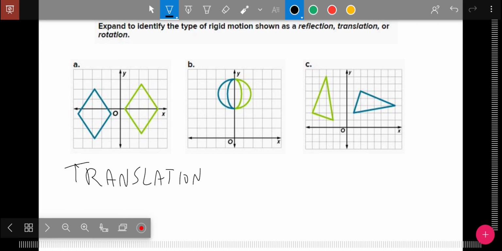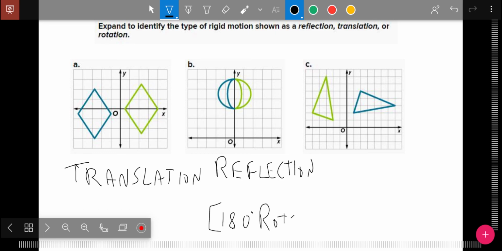Now for B, I think it's best described as a reflection from the blue to the green. But it doesn't really fit our definition of a 180-degree rotation because we're talking about the origin. But if you told me it was a 180-degree rotation, I don't know that I could argue with you. There is a point in space upon which it is rotating 180 degrees. But the best answer there is reflection.